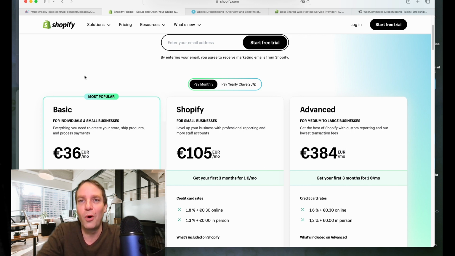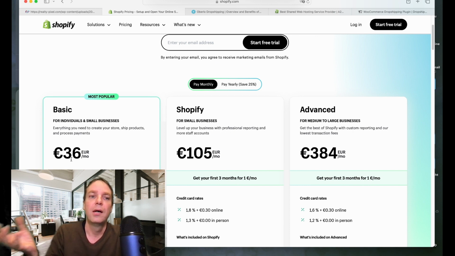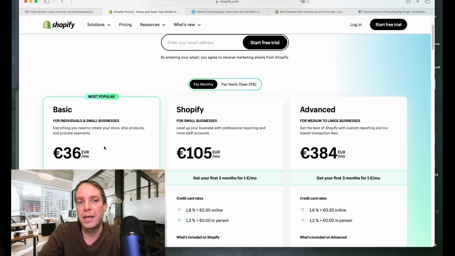WordPress and WooCommerce, sorry, because yeah, Shopify is really expensive, and this is what you have to pay each and every month as a basic fee. And if you want to include any apps or any extra functions, then you have to buy this on top of that. And yeah, Shopify can get really, really expensive.